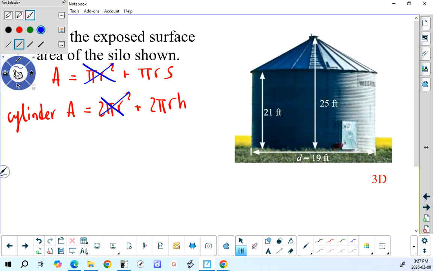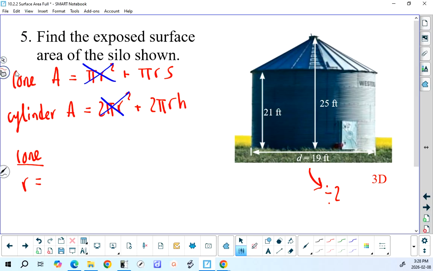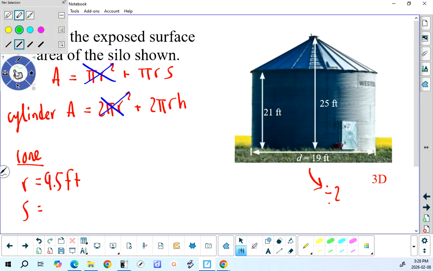So what do we know here? I'm going to make a little table here. Cone. Do we know r for the cone? Well, we just have to take 19 feet and divide by 2. That's pretty easy. So that's 9.5 feet. Do we know the slant height? No, we do not. We don't know the slant height, which is this height I'm going to indicate in, I'll say purple or magenta. This is the slant height.